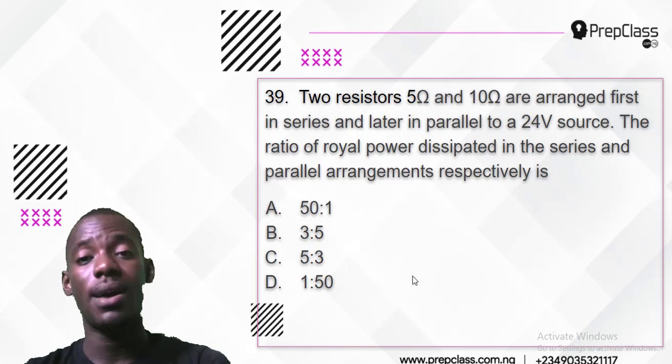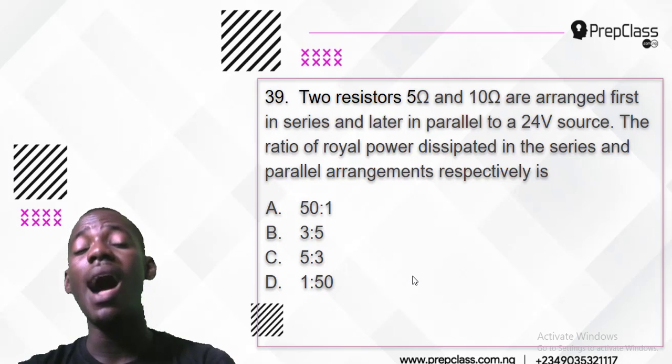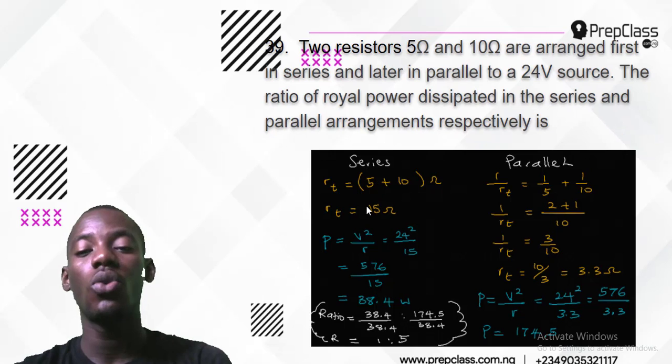You need to find power, but you need to find power in series and in parallel. So how will I find power in series and parallel? The first thing I'll do is to combine these two resistances, in series and parallel. So the first thing I'll do is, for series here and for parallel here.